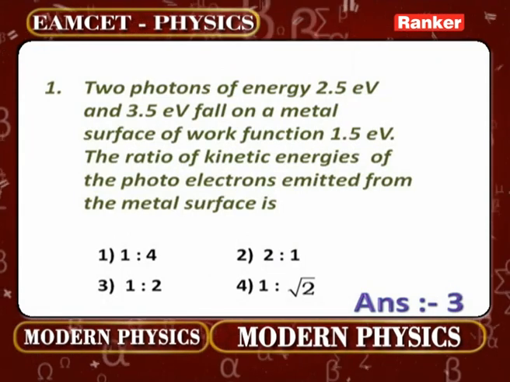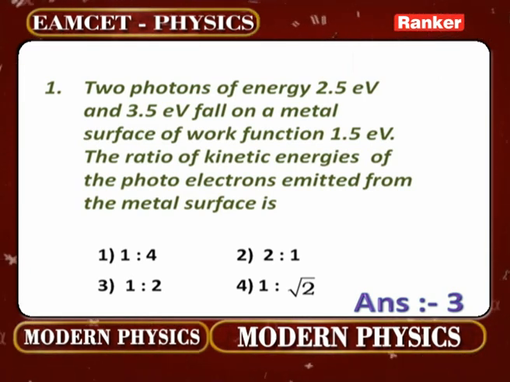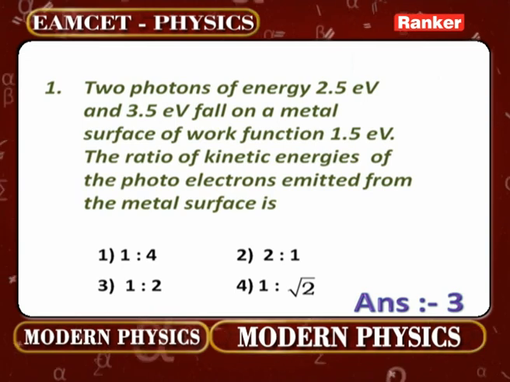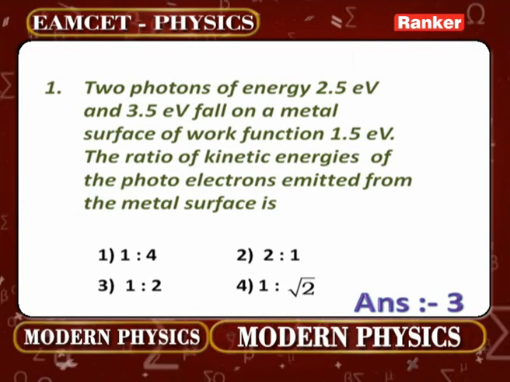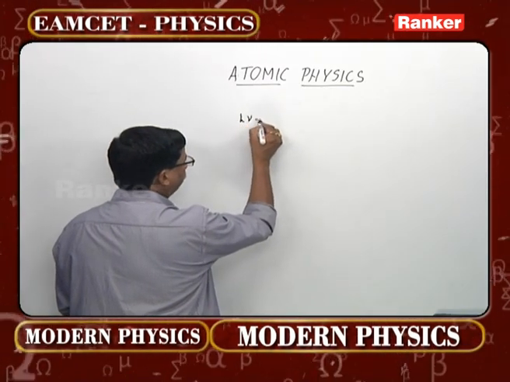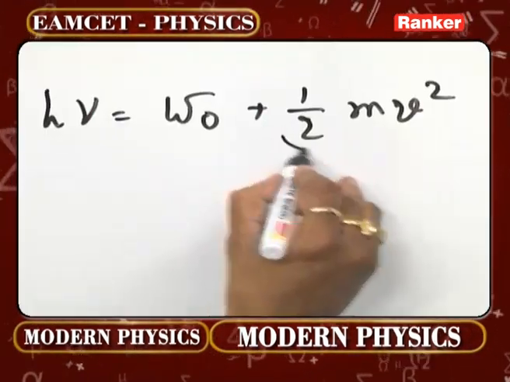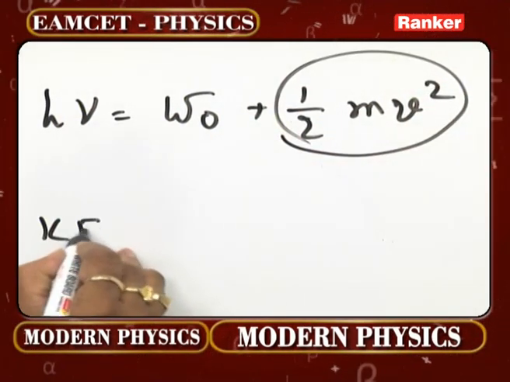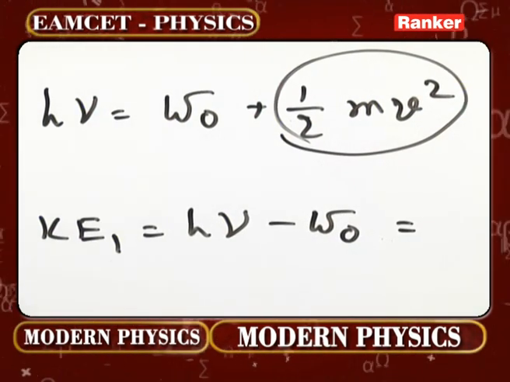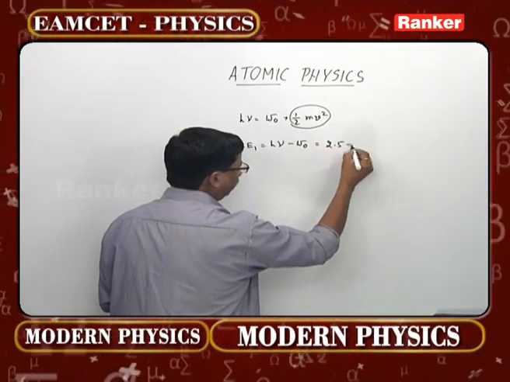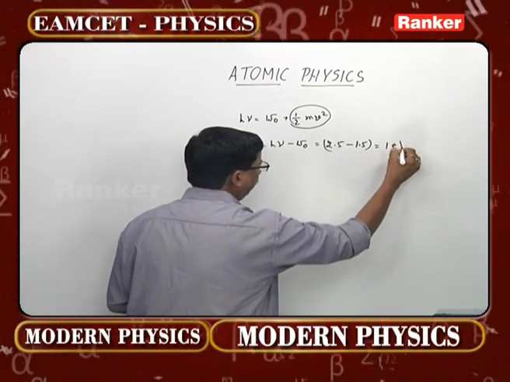Two photons of energy 2.5 electron volt and 3.5 electron volt fall on a metal surface of work function 1.5 electron volt. The ratio of kinetic energies of the photoelectrons emitted from the metal surface is? In fact, we know h nu is equal to W naught plus half mv square. That is the formula. This is what we call kinetic energy. So kinetic energy 1 is equal to h nu minus W naught. What is h nu that has been mentioned here? 2.5. And what is W naught that has been given? 1.5. So you can directly write this as 1 electron volt.